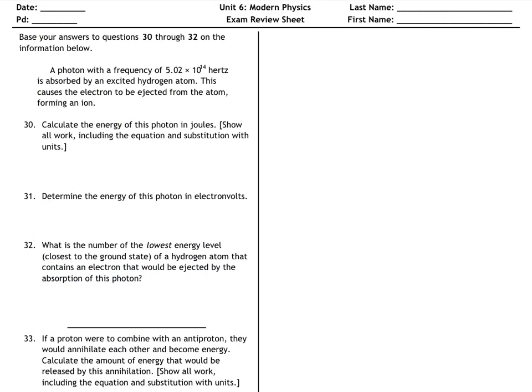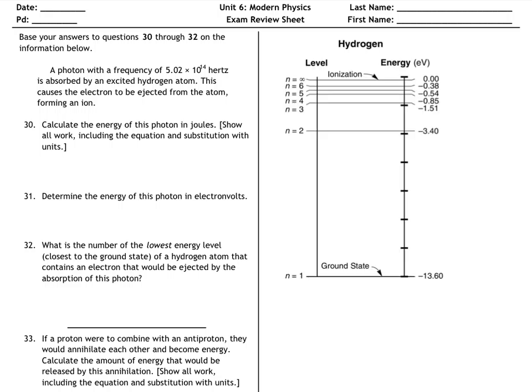Moving on, we have a photon with a frequency of 5.02 by 10 to the 14 hertz, and it is absorbed by an excited hydrogen atom. This causes the electron to be ejected from the atom, forming an ion. The first thing they want us to do is to convert this frequency into an energy in joules.